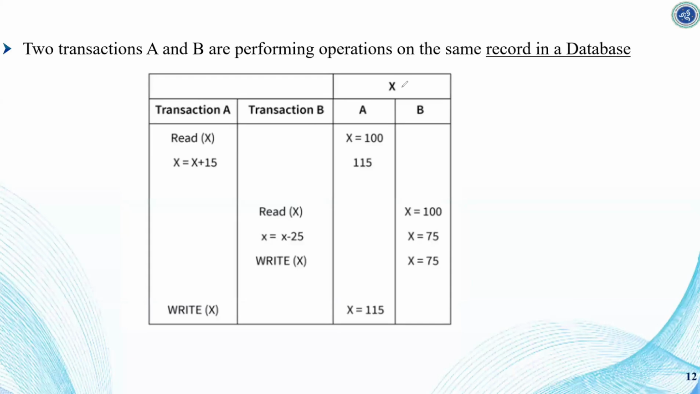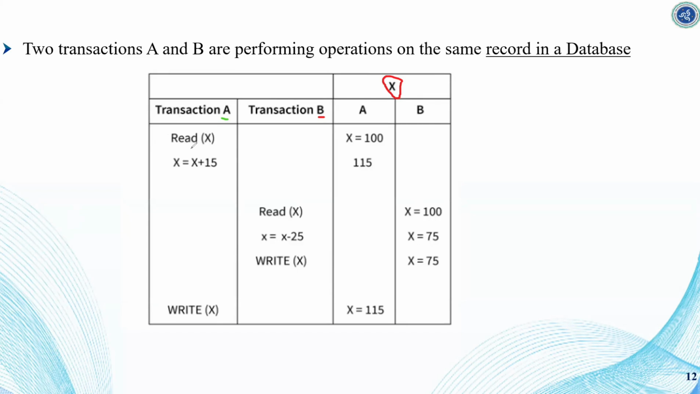So this is transaction A and transaction B. Here we have an object X, and both A as well as B are trying to update the value of X. They are concurrently accessing the object X.